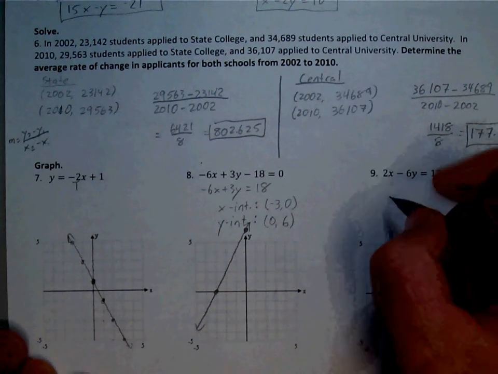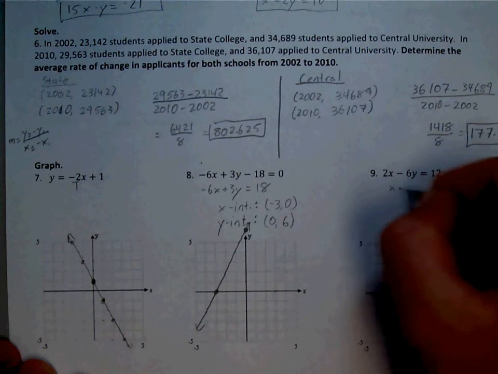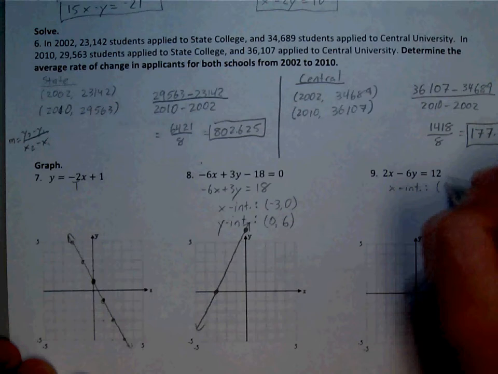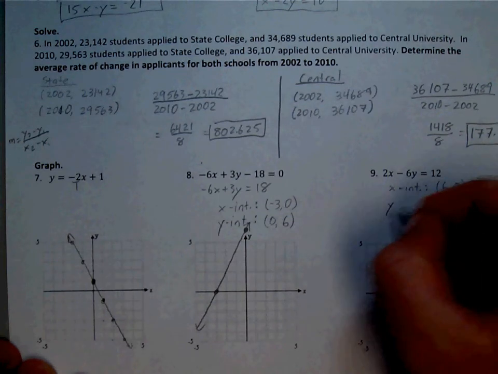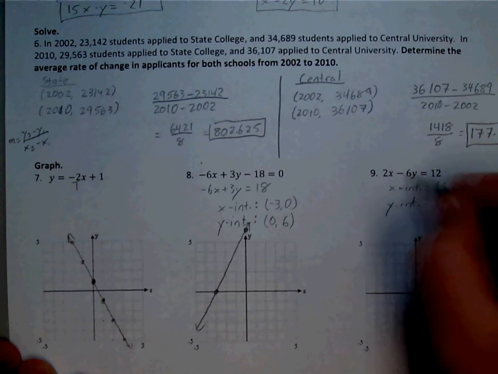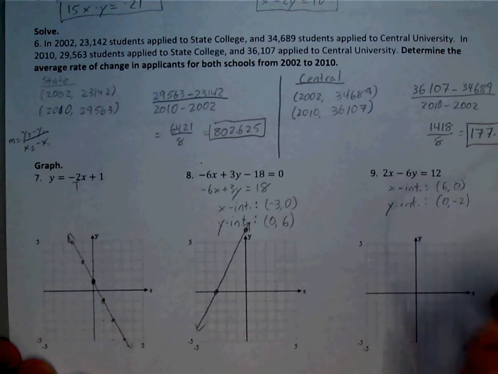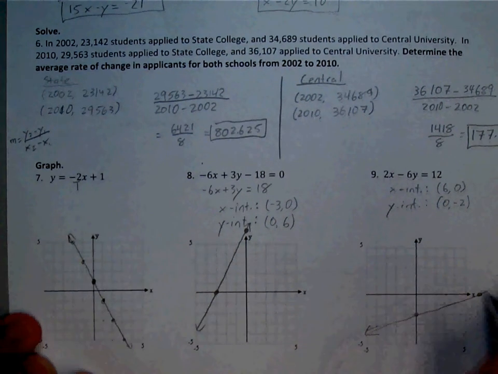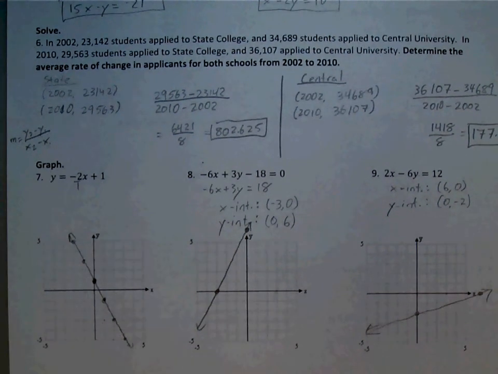Number 9 is also in standard form. So for the x-intercept, plug in 0 for y. 2x equals 12, so we would get 6, 0. For the y-intercept, plug in 0 for the x value. So you end up with negative 6y equals 12, so you would get negative 2. The 6, 0 goes off there just a little bit. There's 0, negative 2. And there's our line for number 9. Then we'll go to the back page.